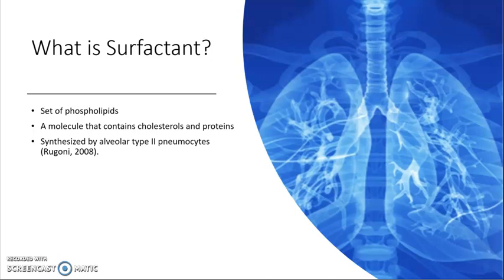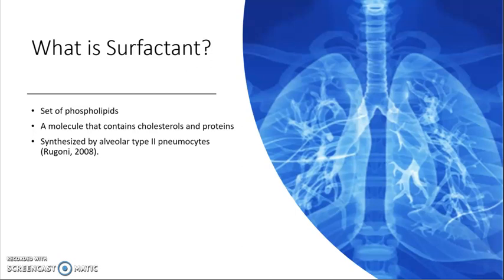And it is vitally important to prevent atelectasis, or collapse of the lung, because if the lungs collapse, we cannot get the right pressure gradients to pull in oxygen and release carbon dioxide into the atmosphere. And without surfactant, we cannot have our normal respiratory function.